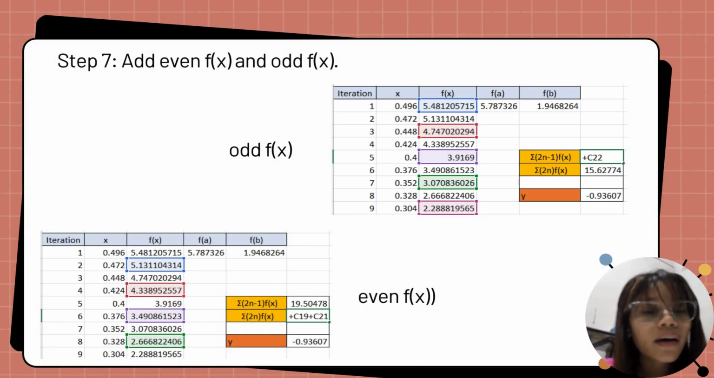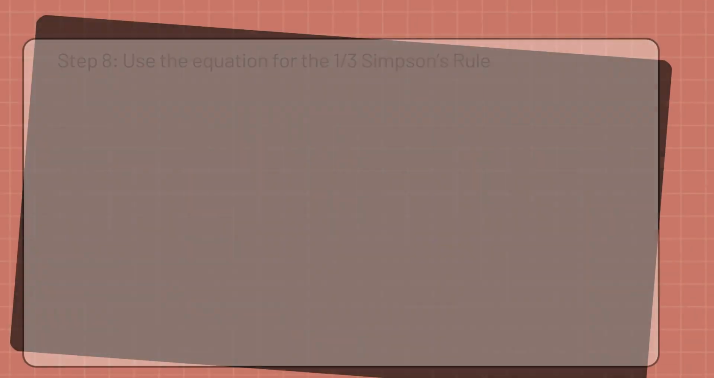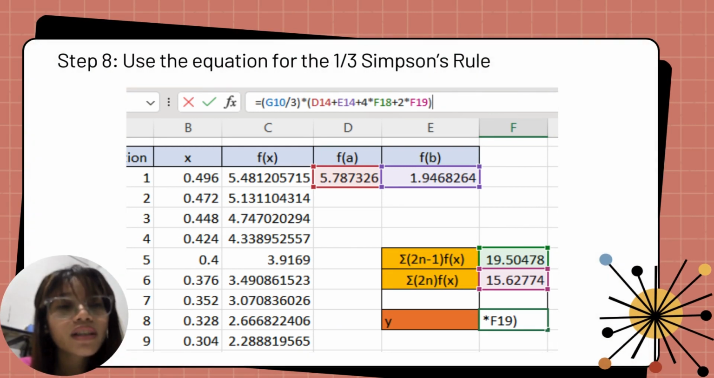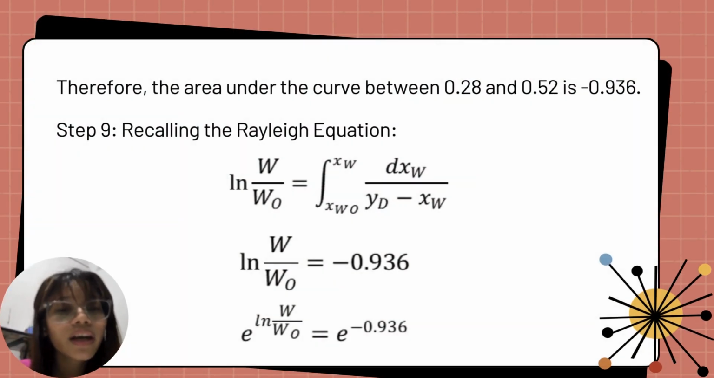Next, we add all the odd iterations and the even iterations. Then using the equation for the one-third Simpson's rule, we can now determine the area under the curve. Therefore, the area under the curve between 0.28 and 0.52 is 0.936.